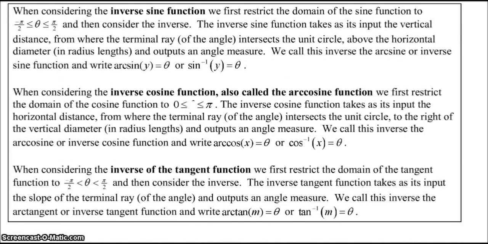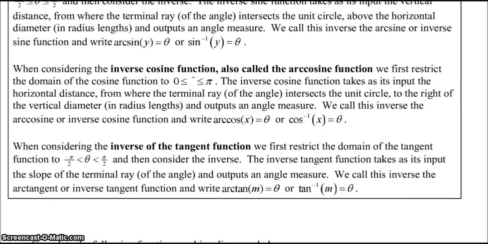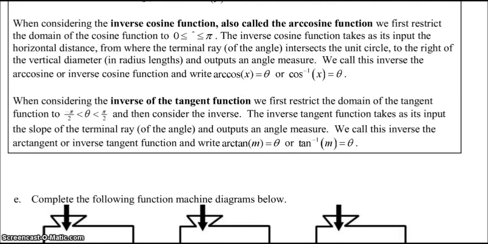Let's see, so then there's the inverse cosine function. We restrict the domain theta to be between 0 and pi. The inverse cosine function takes as its input the horizontal distance from where the terminal ray of the angle intersects the unit circle, to the right of the vertical diameter and radius lengths, and outputs the angle measure. We call this inverse the arccosine or inverse cosine function, and write arccosine of x equals theta, or inverse cosine of x equals theta.